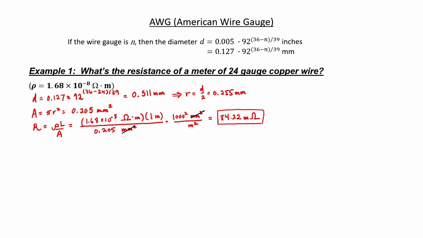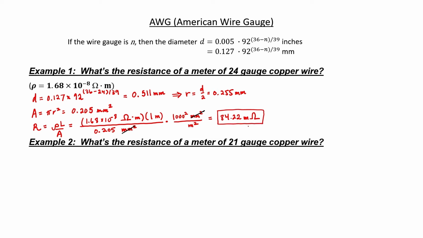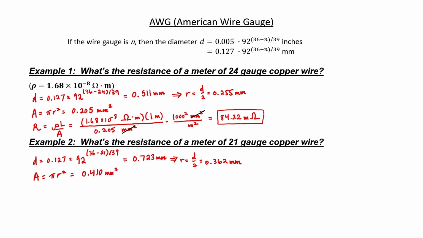Let's work another example with 21 gauge copper wire. We'll again use the formula above in order to find the diameter of the 21 gauge copper wire in millimeters. We can see immediately that the diameter of 21 gauge wire is larger than the diameter of 24 gauge copper wire. The radius is 0.362 millimeters. We can then find the surface area of a cross-section of a segment of this wire. It works out to 0.410 square millimeters, and you might notice that this is nearly double the surface area of the 24 gauge copper wire.